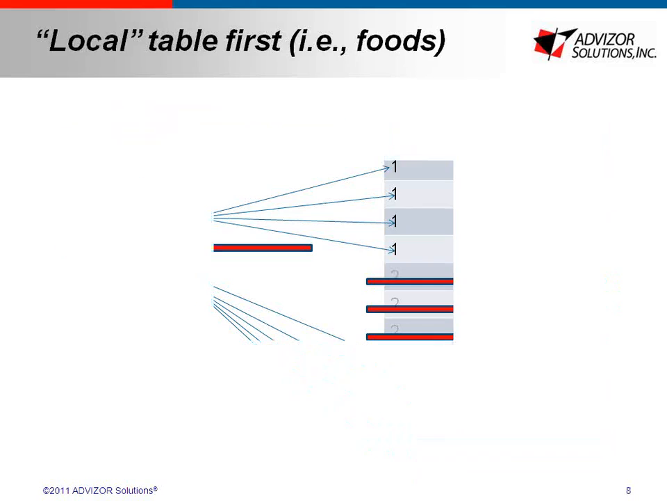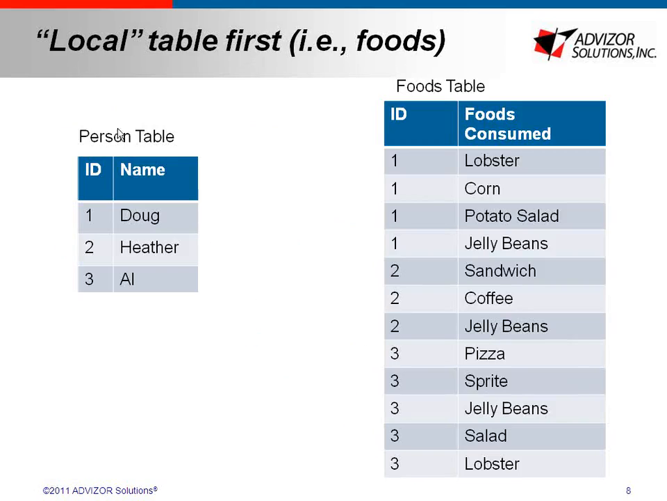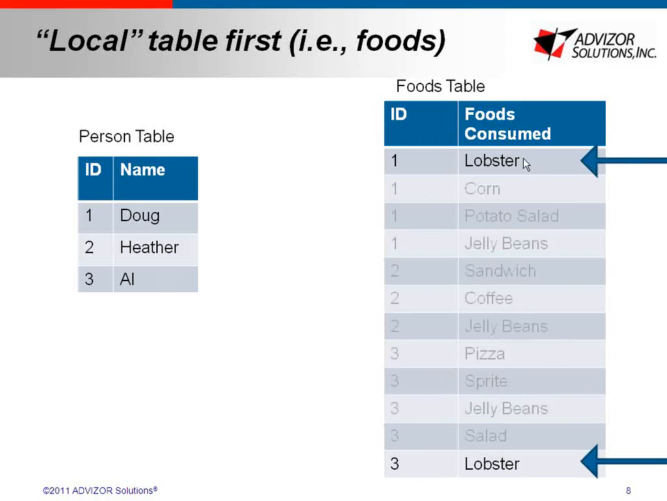So now, let's talk about the second way of excluding data. And this is excluding from the local table first. In this case, it's the foods table. So I'm going to bring back my 2 tables, the person table and the foods table. And I'm going to make the first initial selection. So I'm going to select everyone who has consumed lobster today. So again, that highlights 2 rows in the foods table.